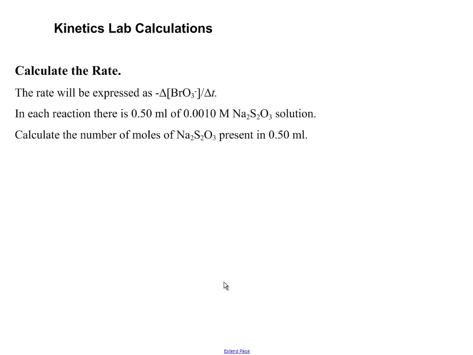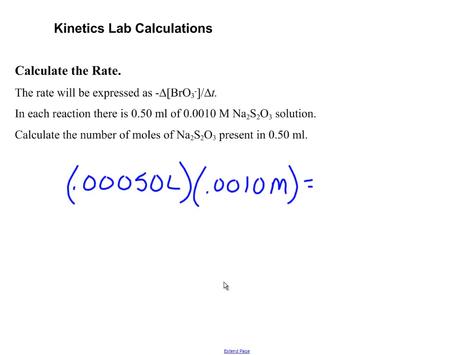So in each reaction, we've got half a milliliter of 0.001 molar sodium thiosulfate, and I'm going to find out how many moles of sodium thiosulfate that is. And so I will simply take volume times molarity of the sodium thiosulfate. So I have 0.00050 liters times 0.001 molar, and I get 5.0 times 10 to the negative 7 moles. And this is thiosulfate ion.